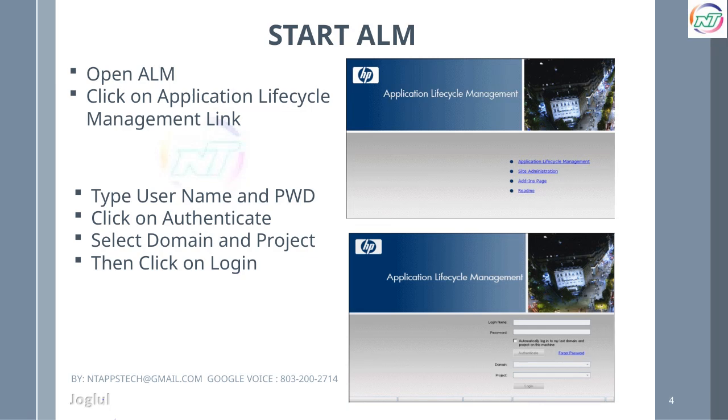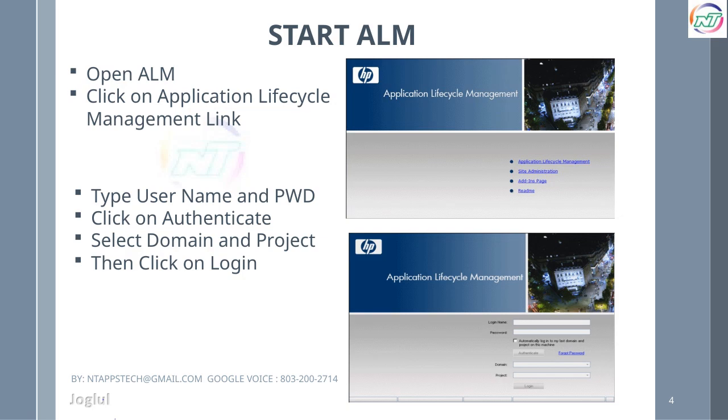So to start the ALM system, you need to open the Application Lifecycle Management page. Once there, click on the link for Application Lifecycle Management. You will be prompted to enter your username and password. Make sure to type those in carefully. After that, click on Authenticate to verify your details.